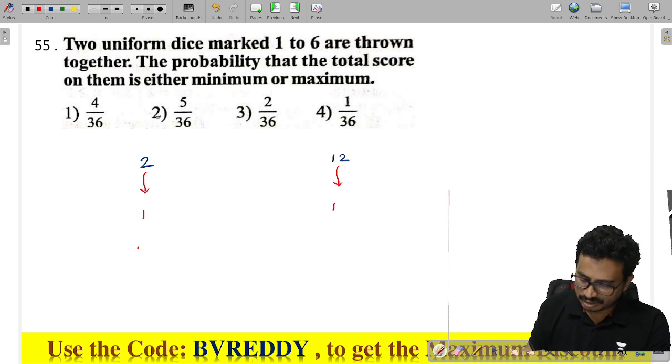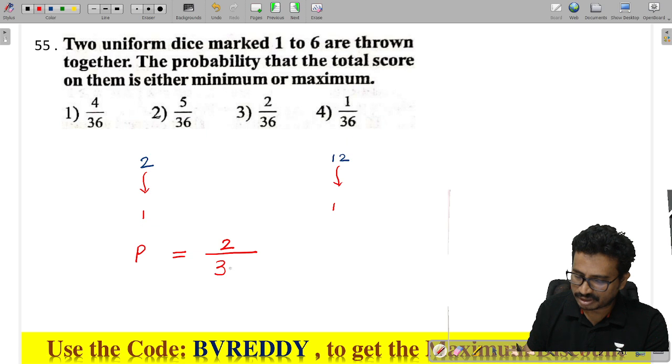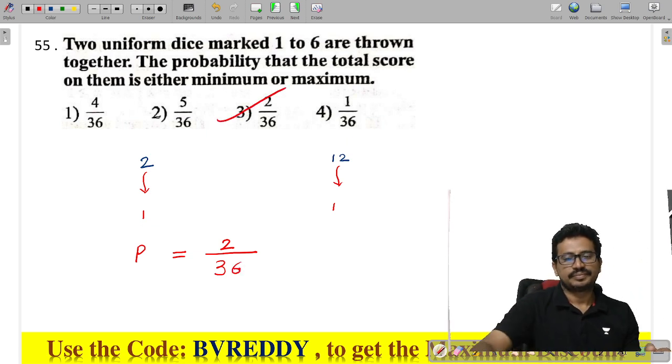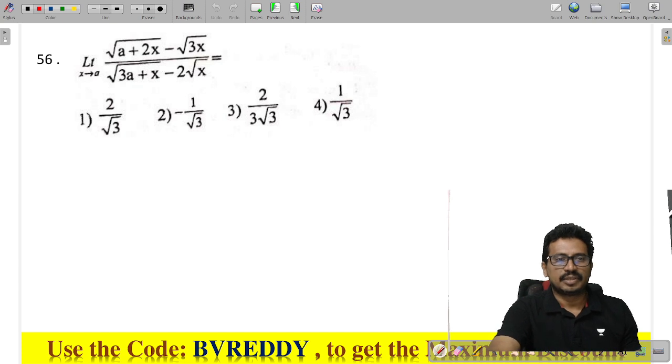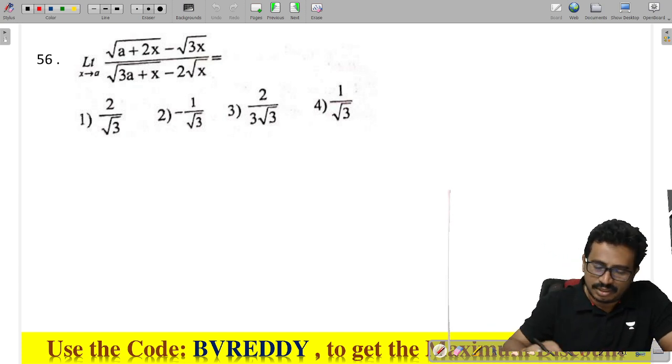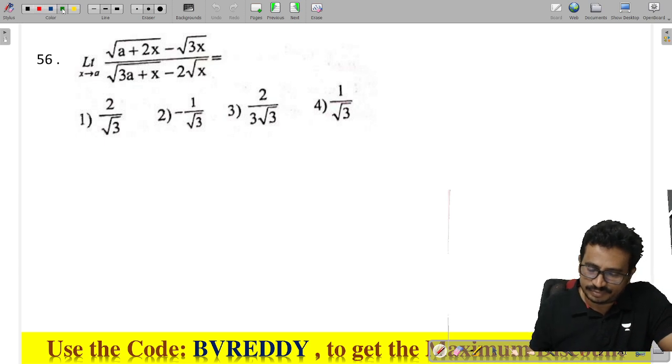So they are asking the probability that the sum is minimum or maximum, which is given as 1 plus 1, 2 combinations by 36. That is 2 by 36. Right? Now we completed the probability problems. Now let's see the calculus problems also.